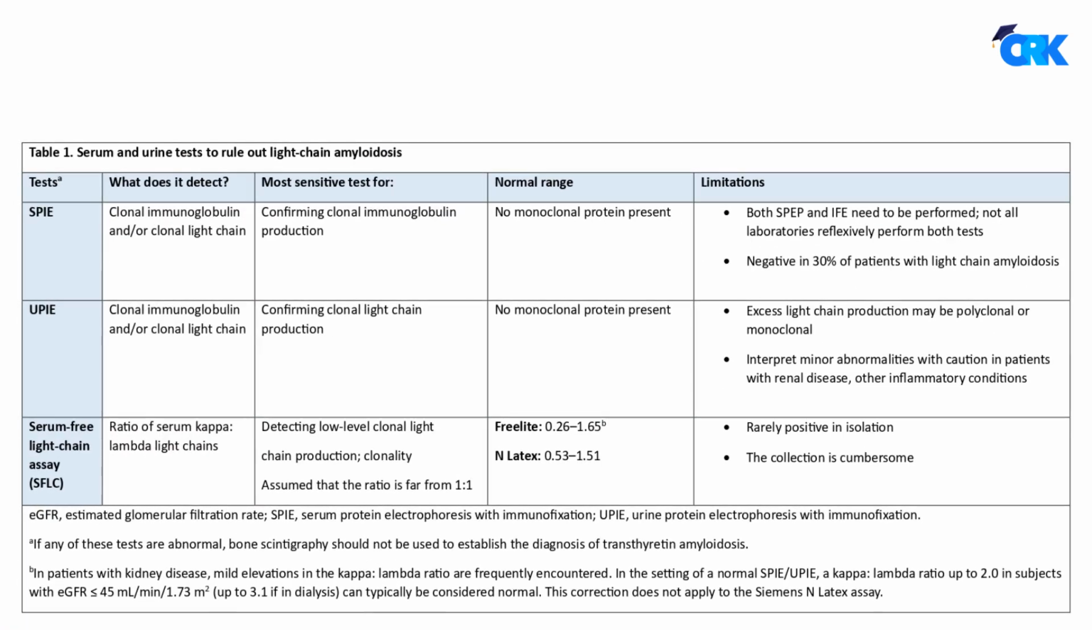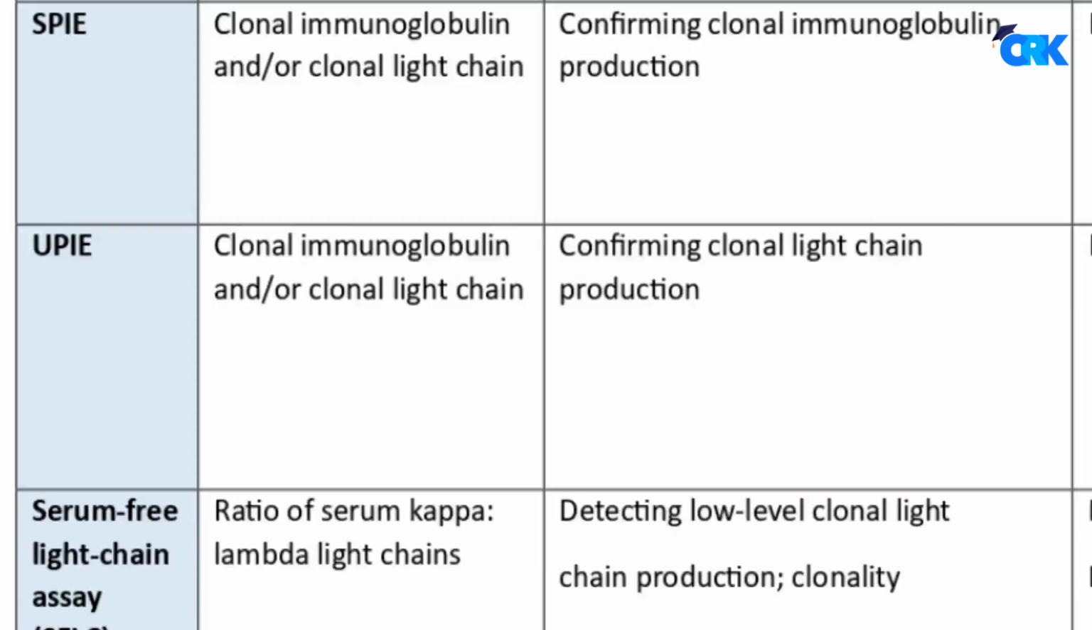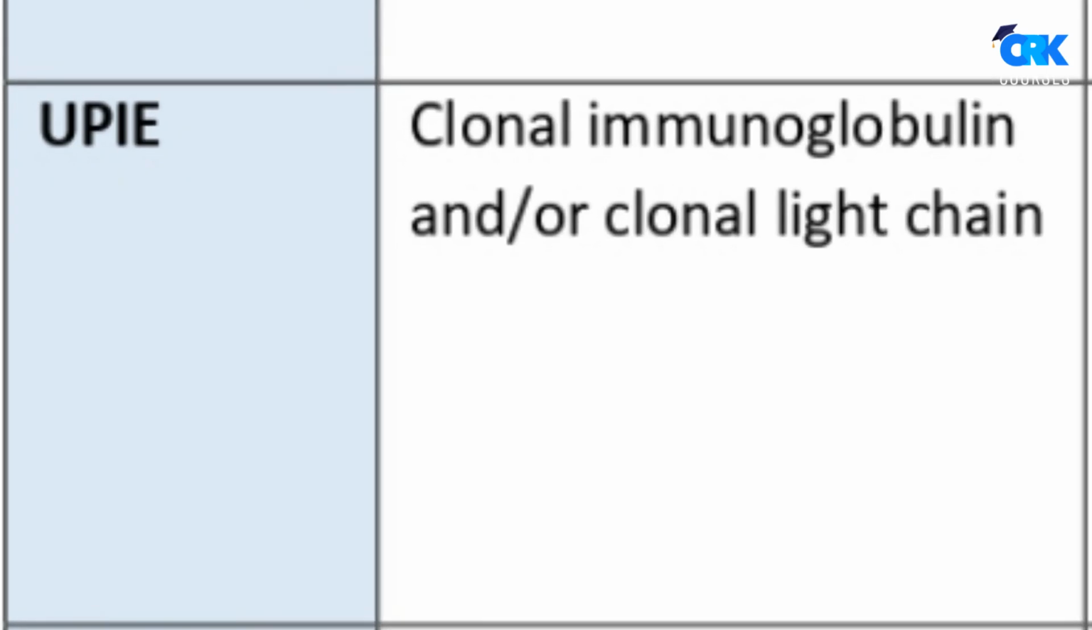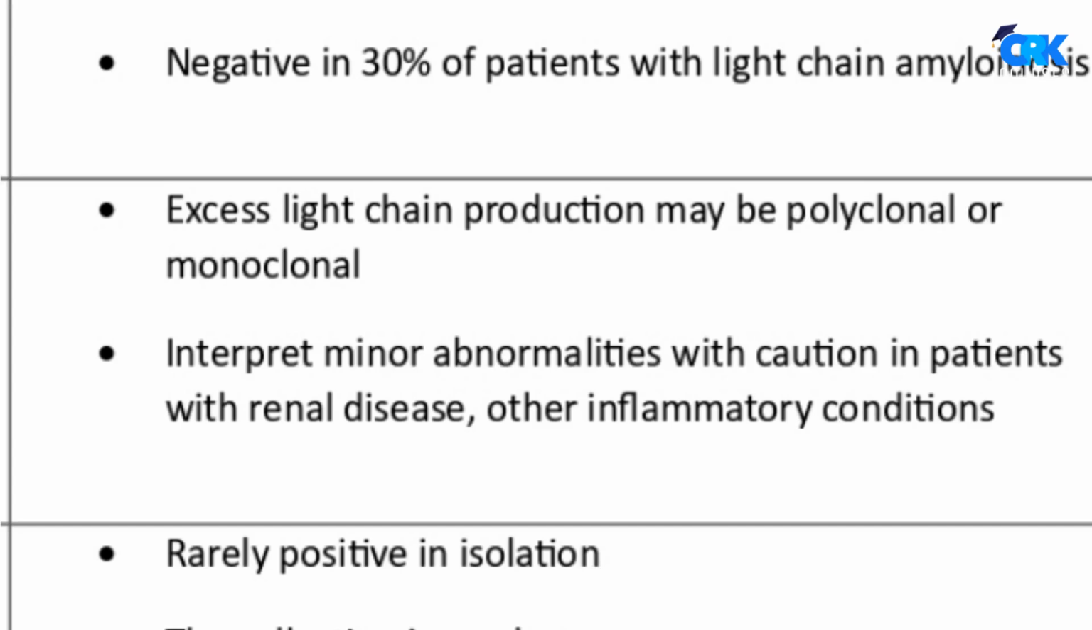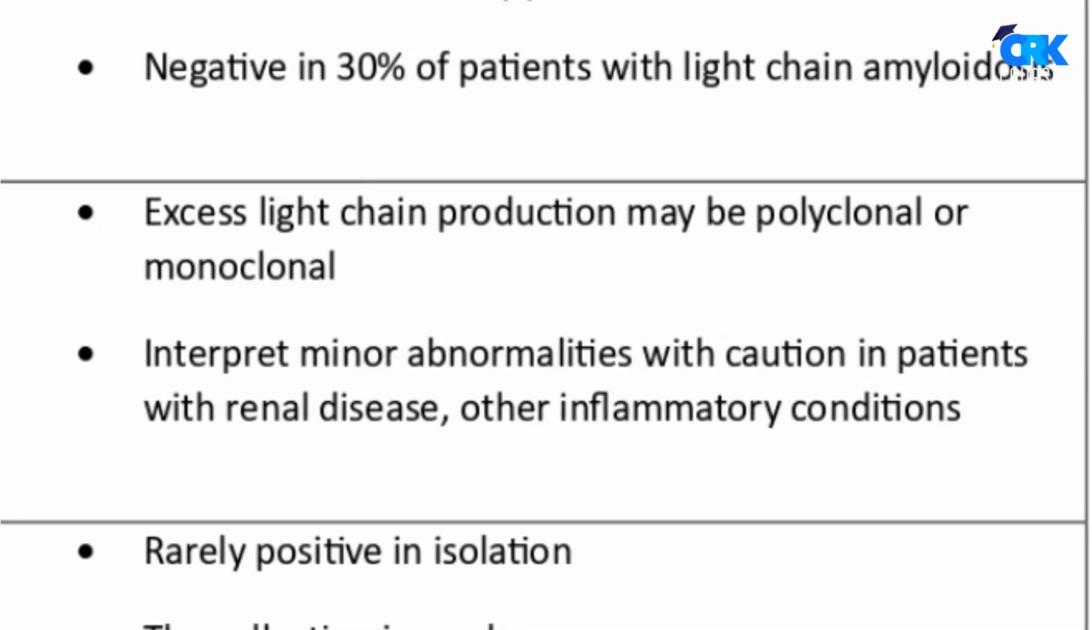2. UPIE, urine protein electrophoresis with immunofixation. What it detects: also targets clonal immunoglobulins or light chains. Best for confirming monoclonal light chain production in the urine. Normal finding: no monoclonal protein present. Limitations: light chain excess can be either monoclonal or polyclonal, making interpretation tricky. Mild abnormalities should be interpreted with caution, especially in patients with kidney disease or systemic inflammation.